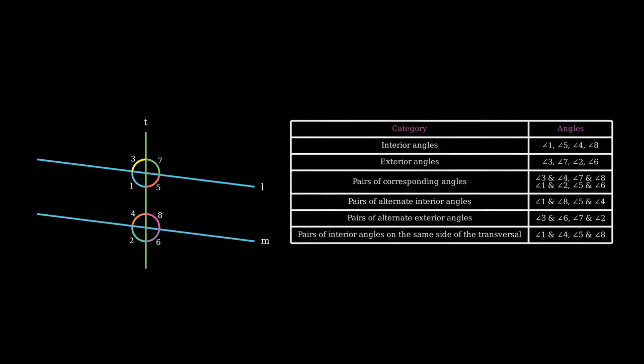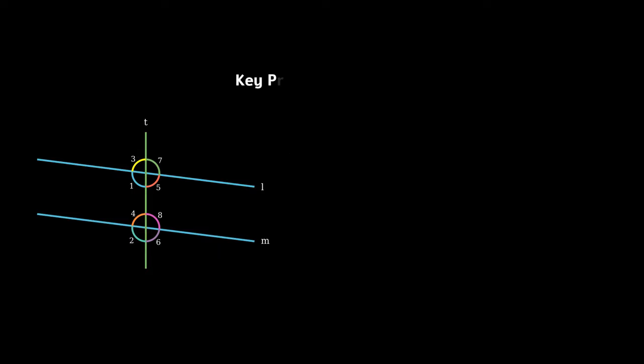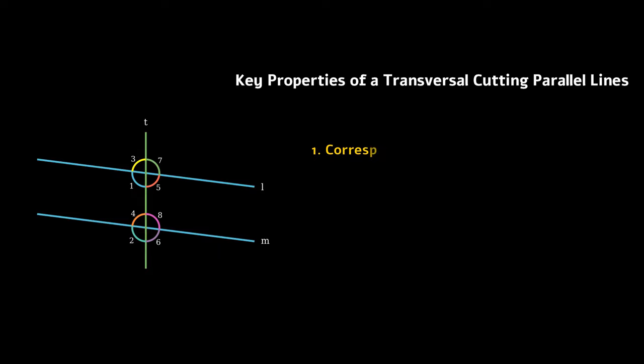Now that we've reviewed these angles, let's highlight some important facts about a transversal line intersecting parallel lines. When a transversal line cuts two parallel lines, the corresponding angles are equal. Can you identify a pair of corresponding angles? Let me know in the comments.